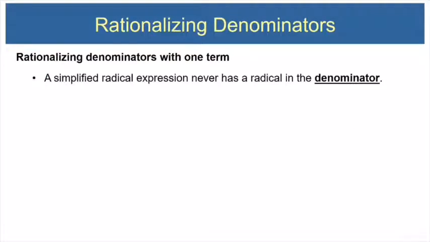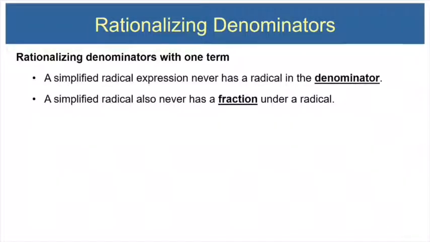Now we need to talk about how to rationalize denominators. A simplified radical expression never has a radical in the denominator. We never leave a radical in the denominator of our final answer. And also a simplified radical never has a fraction under the radical. So anytime your final answer ends up with a radical in the denominator or a fraction under a radical, we're going to need to fix that before we move on to the next problem.